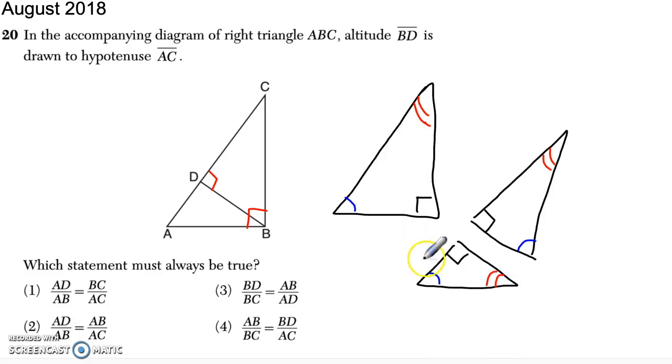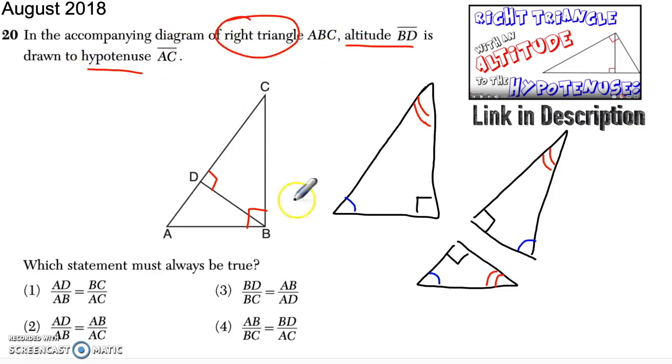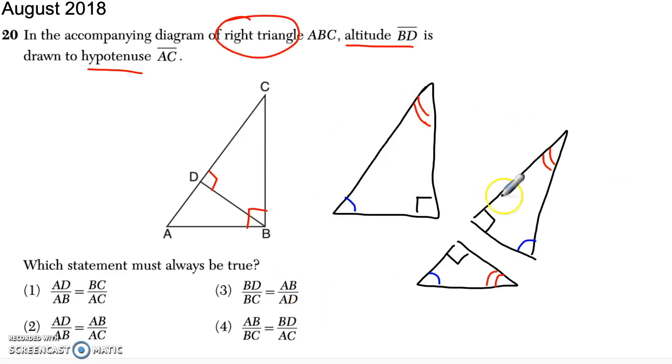So that was a little bit quick. I'll put a link in the description. I've got an entire other video on when you have an altitude to the hypotenuse of a right triangle. This picture comes up a lot on the Regents exams or the Common Core exams, so you should definitely check out that other video as well. For our purposes here, though, we don't even need to work that hard.